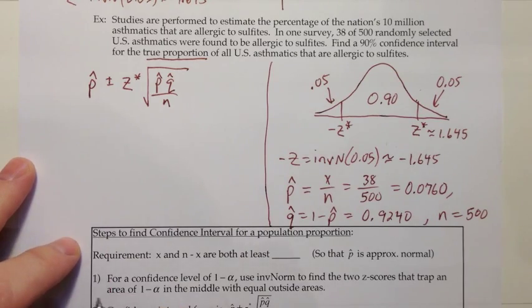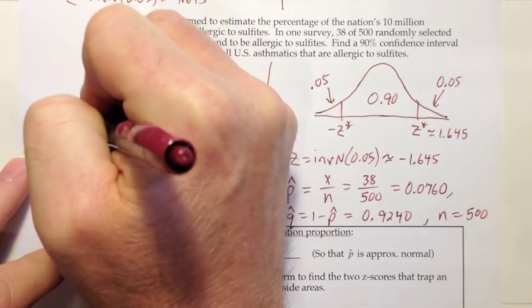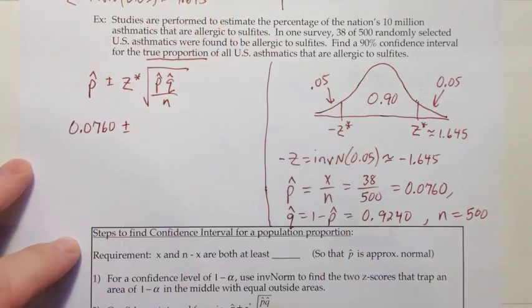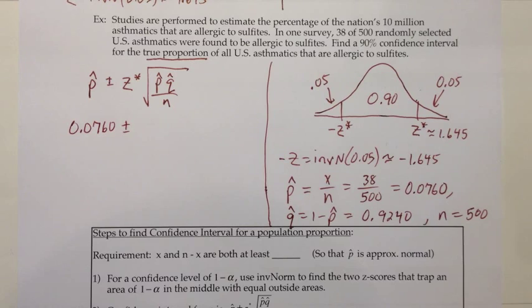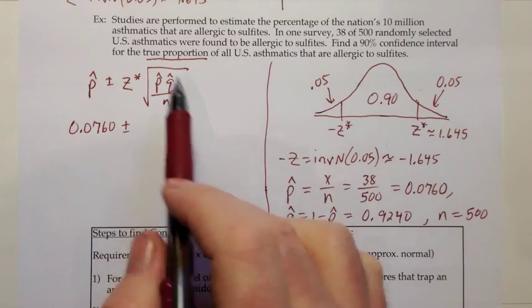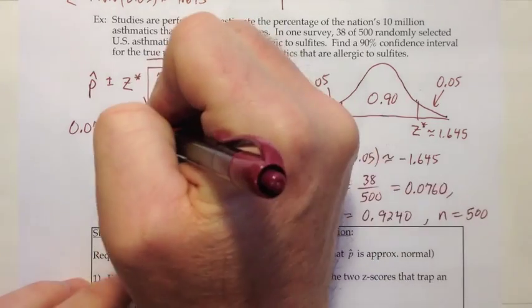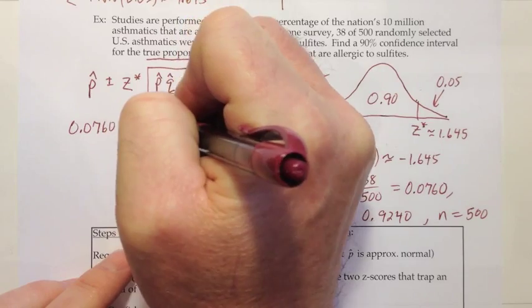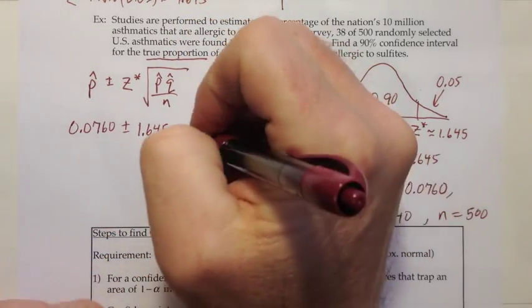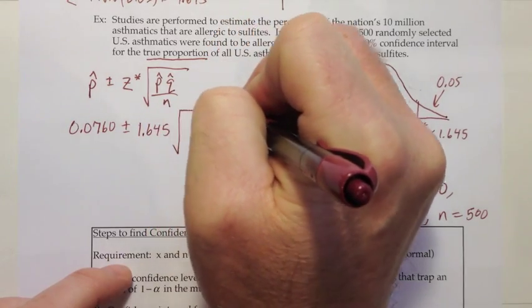So we start off with our point estimate. In our sample, 0.0760 was the proportion that were allergic to sulfites, but that's just from a sample, so we don't have much confidence that that is correct. In fact, it's almost certain that that's wrong, so we have to give ourselves some room for error, and we're going to go out 1.645 standard deviations away from our estimate to create that room for error.